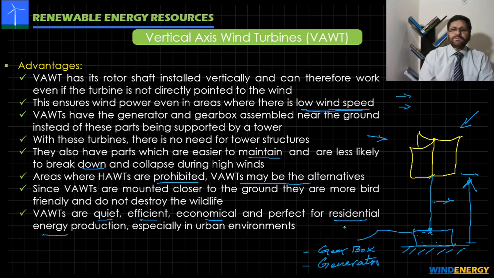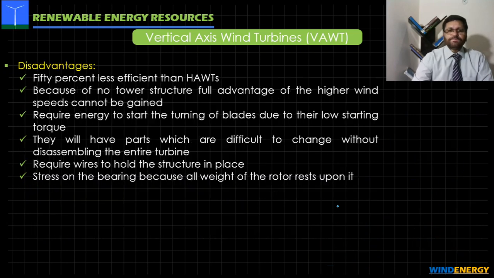So you can use these vertical axis wind turbines in built-up areas. The disadvantages: they are 50% less efficient than the horizontal axis wind turbine. So this is a big disadvantage. Because of no tower structure, full advantage of higher wind speed cannot be gained.